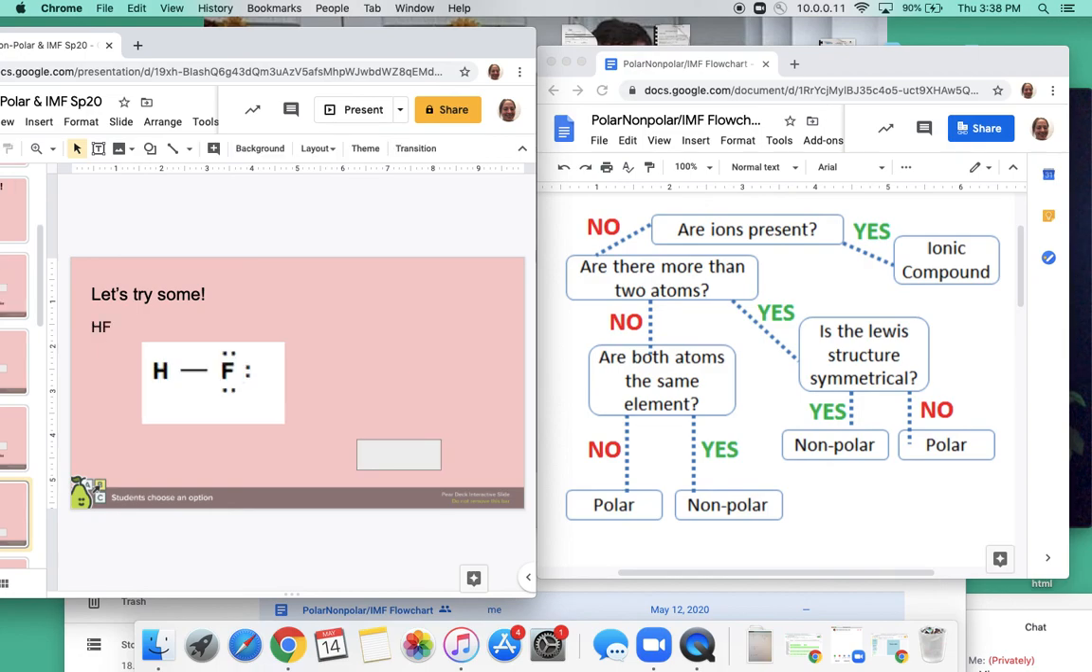Okay, let's try another one. We have HF. We're going to ask ourselves, is it ionic? The answer is no, because there's no metals. Are there more than two atoms? The answer is still no, because there's only 2, 1 hydrogen, 1 fluorine. Are both atoms the same element? The answer is no, so that means it's going to be polar. One element is going to have a much stronger pull than the other one. There's always someone stronger than the other. Okay? Let's see.